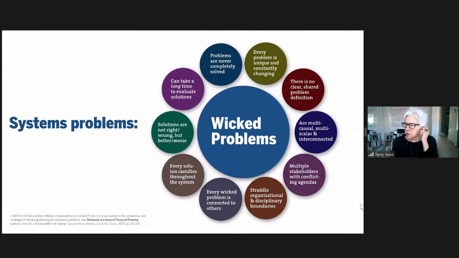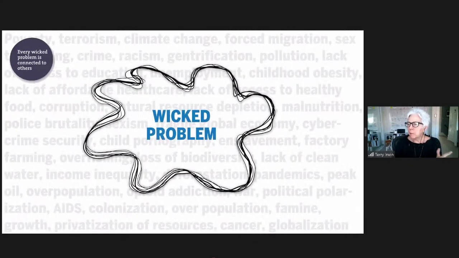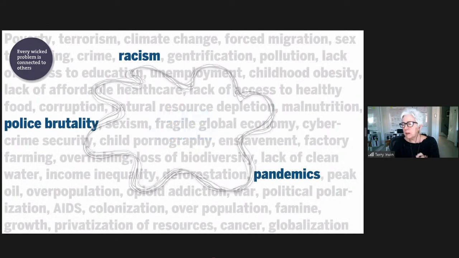Transition design argues that wicked problems are barriers to transitioning our organizations, communities, and societies toward long-term sustainable futures. Urban planners Rittel and Webber call these problems wicked because of challenging characteristics like these. Every wicked problem is unique and constantly changing. There are multiple stakeholders with conflicting agendas who have no clear shared problem definition. These problems straddle organizational and disciplinary boundaries, and every wicked problem is connected to other wicked problems. And wicked problems are things like income inequality, climate change, terrorism, loss of biodiversity, lack of access to affordable housing and education, and as we're seeing right now in my country, things like pandemics, racism, and police brutality.